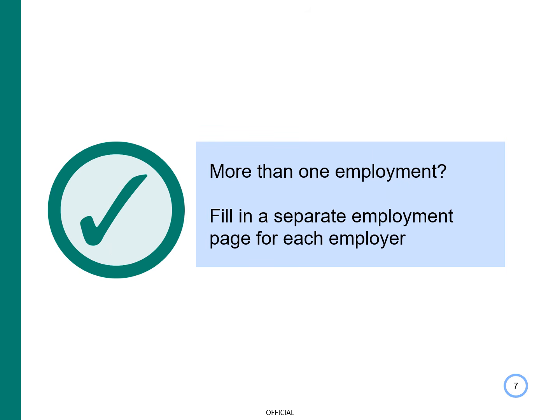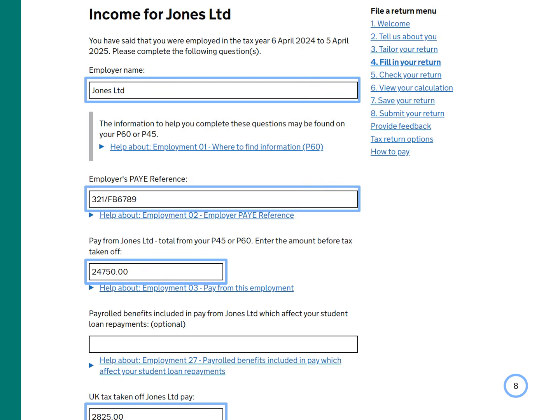If you have more than one employment, you'll need to fill in a separate employment page for each employer you had in the year. After completing one employment page, you're given another for the next one. Depending on when you're filling your tax return, answers to the questions on the employment page may already be showing. This information comes from the records your employer sends to HMRC. However, you still need to check the details are correct and amend anything that is incorrect.